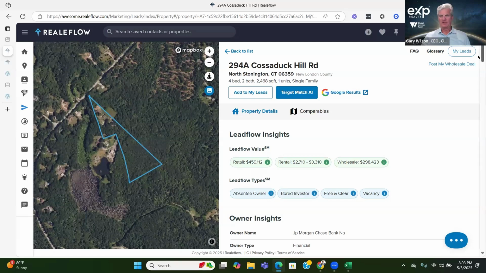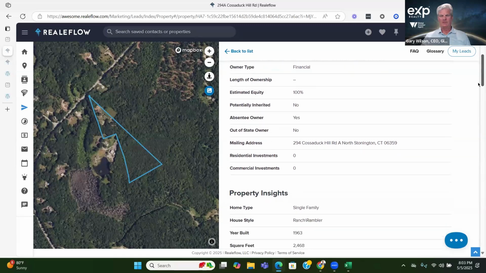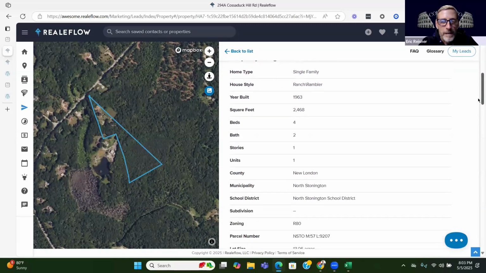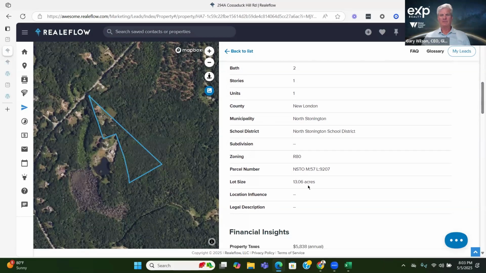Well, I want to find out the size of the lot real quick. Let's scroll down a little more. 13 acres. Here it is, lot size 13.06. Wow. Boy, I'd like to own that. That looks like a nice area too.